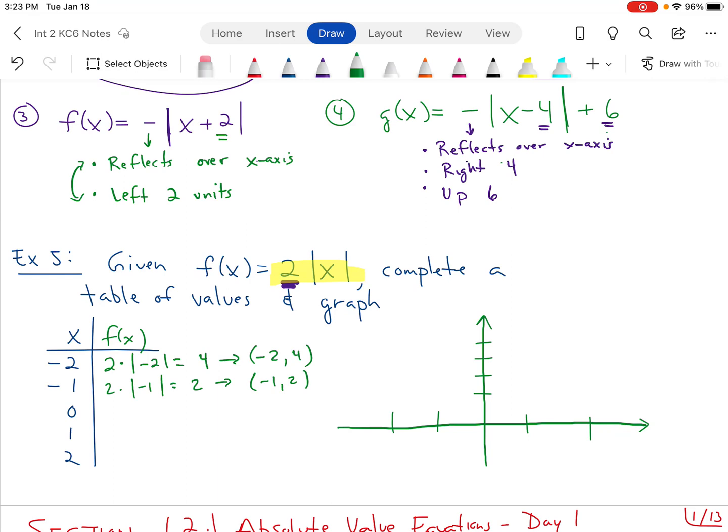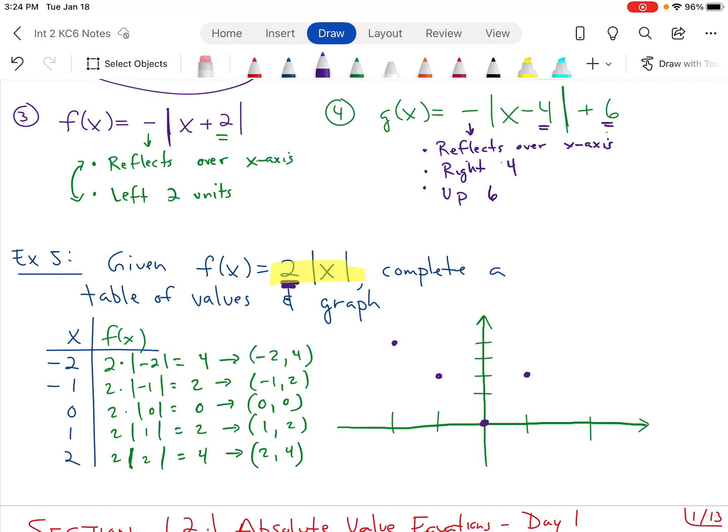So I get -1, 2. Plug in 0. I get 0, so 0, 0. Plug in 1. I get 2 again, so 1, 2. And then plug in 2, which I get 4 again. Okay, so I'm going to graph these points now. I have -2, 4, which is up here. -1, 2, 0, 0, 1, 2, and 2, 4.